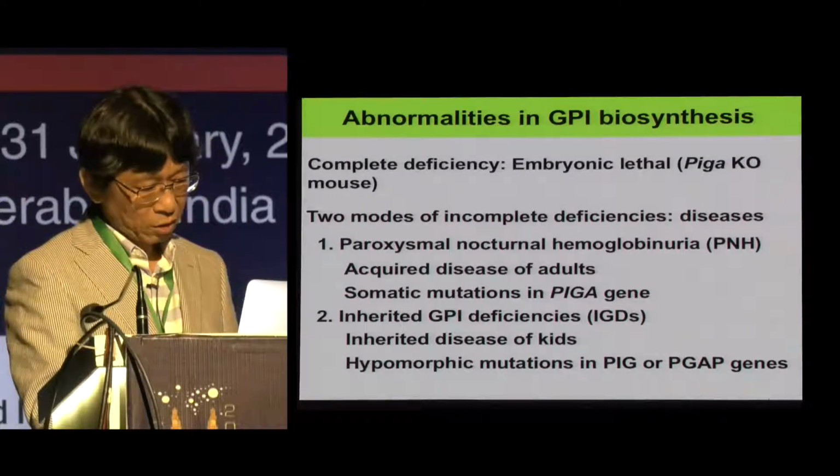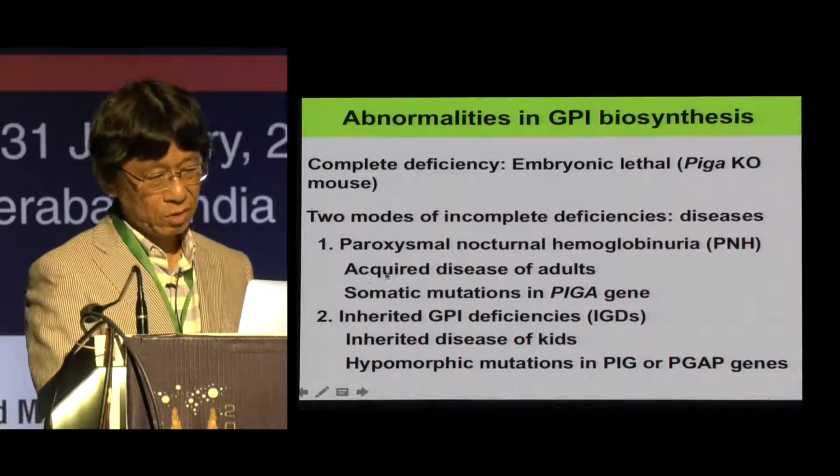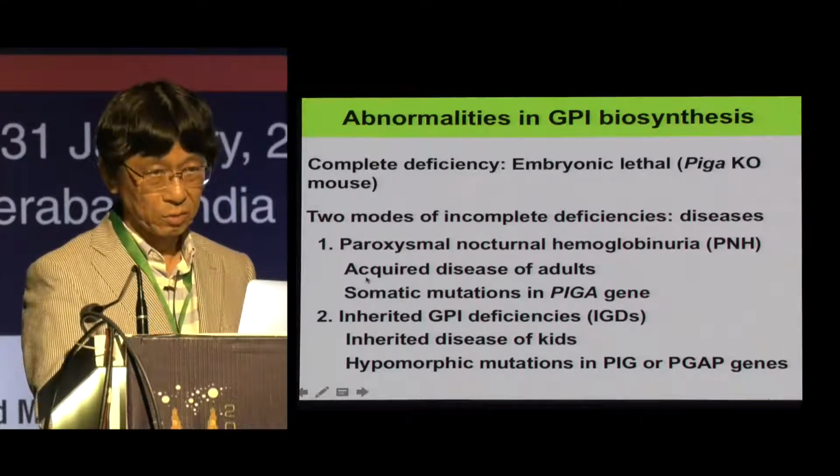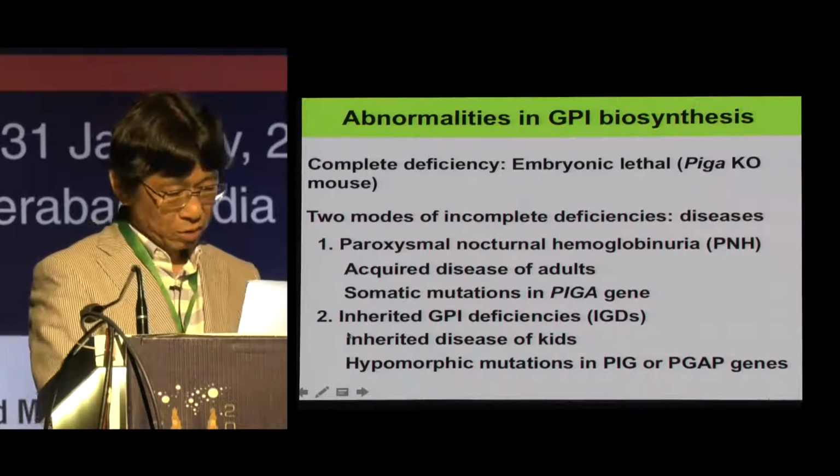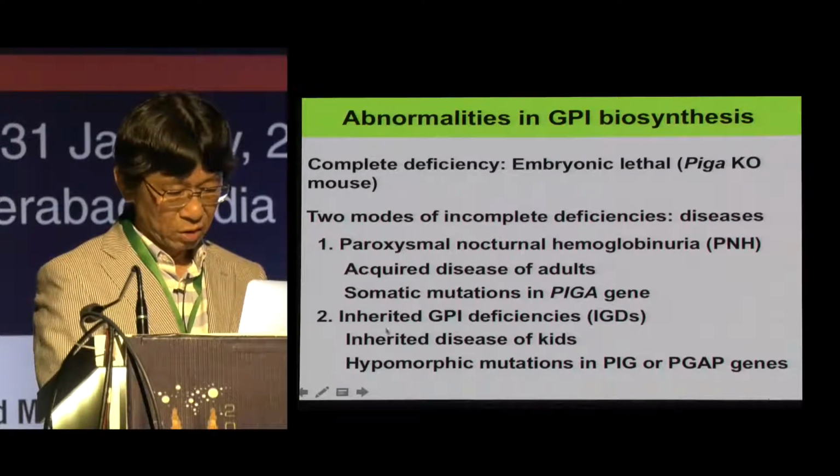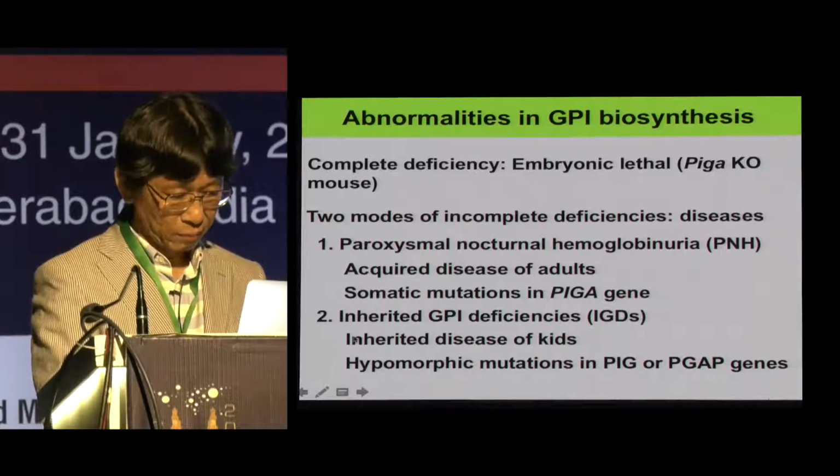So this is one type of GPI-anchor deficiency. This is an acquired disease caused by a somatic mutation. Now I go on to the second disease, which is an inherited disease of children.